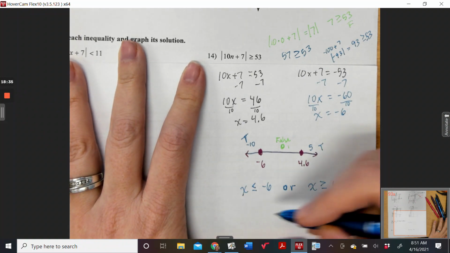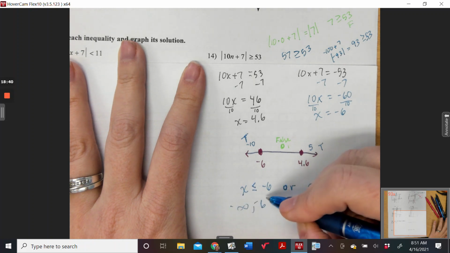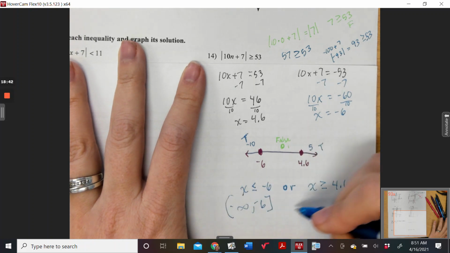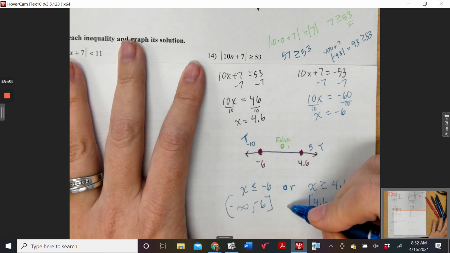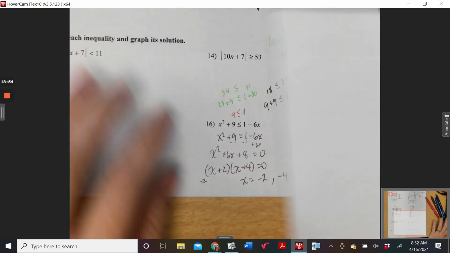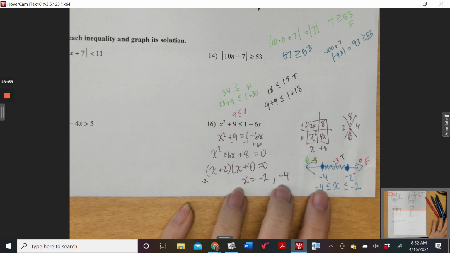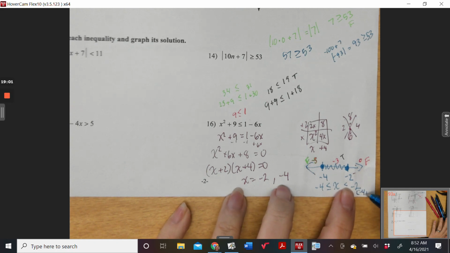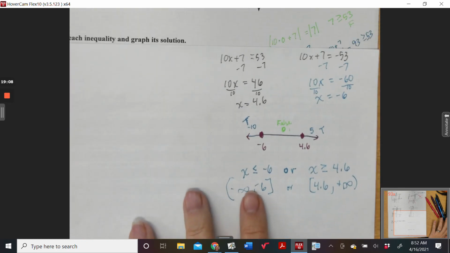If I use what's known as interval notation, I'd have negative infinity to negative 6. Negative 6 is included. And then I would have over here 4.6 to positive infinity. 4.6 is included. And then we write the word or in between. Different with this one is if I put this one in interval notation, it would be negative 4, negative 2. It would just look like an ordered pair because it's included. Whereas this one, we're leaving out the middle.